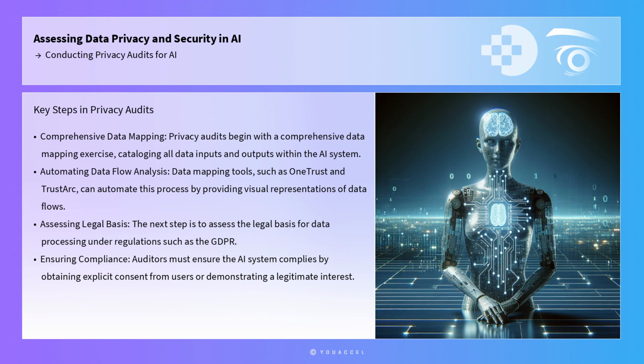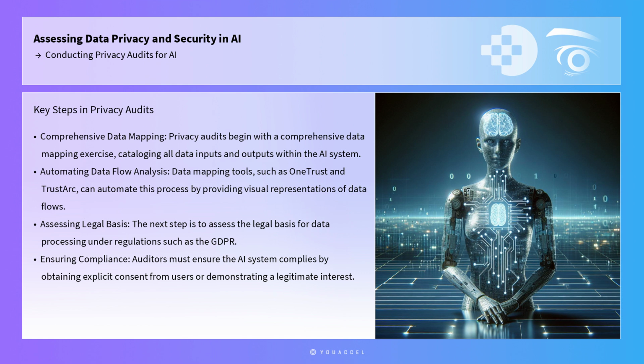Privacy audits begin with a comprehensive data mapping exercise. This involves cataloging all data inputs and outputs within the AI system, understanding the data flow, and identifying where personal data is processed. Data mapping tools such as OneTrust and TrustArc can automate this process by providing visual representations of data flows and helping auditors identify potential privacy risks.